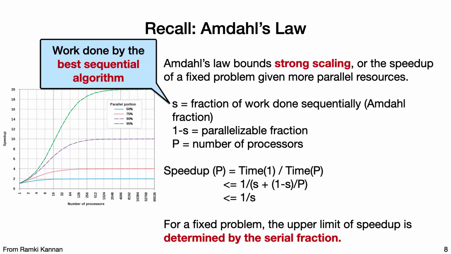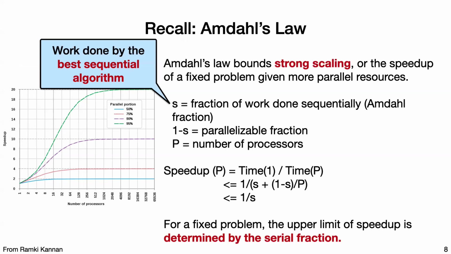But this one is a function of the first one. The total work is 1. S is a fraction, less than 1, or at most 1, which is something that has to be done sequentially. And then 1 minus S is the work that can be done in parallel. And then let's say you have a number of processors P. And the speedup is the time on one processor divided by the time on P processors.